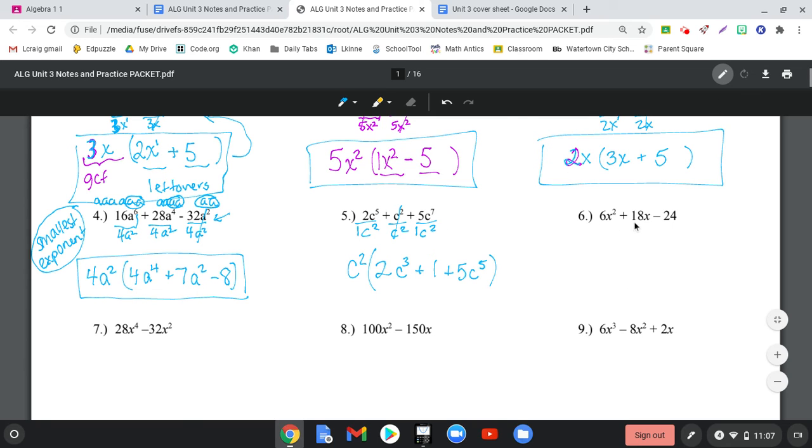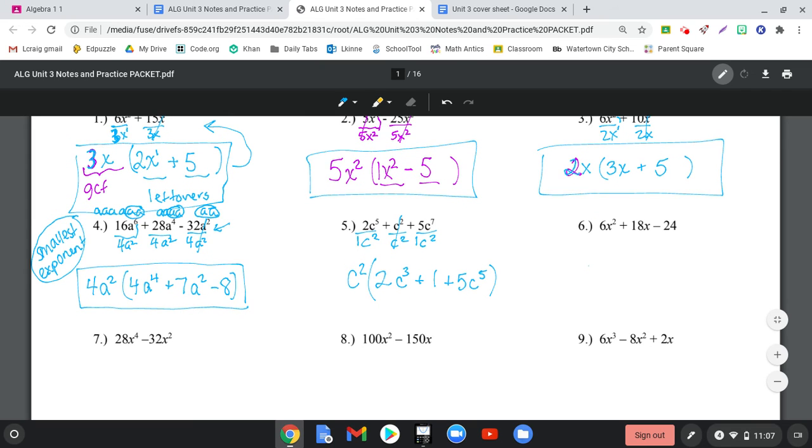All right, what about 6, 18, and 24? All of those are divisible by 6. So I'm going to pull the 6 out. And again, if you're not sure, check in your calculator. Now, this has 2 x's. This has 1 x. This doesn't have any x's. So 6 is the only thing you can take out. Just like this one, you could only take out a variable. This one, you can only take out that coefficient. Unless every single term has it, it's not a common factor.